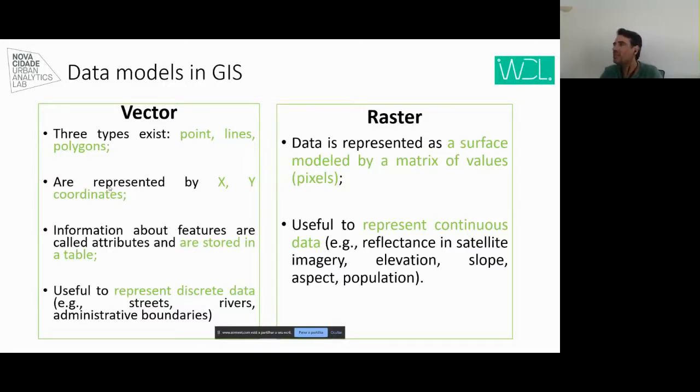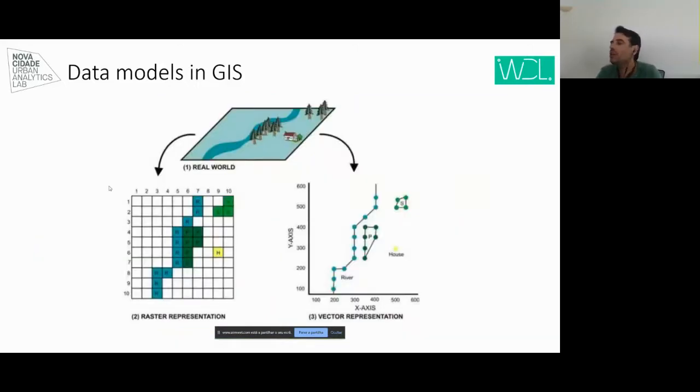Data is represented as a surface model by a matrix of values, pixels, and is useful to represent continuous data. For example, reflectance in satellite imagery can be used to predict land cover classes in a certain area, elevation, slope, aspect, or population.